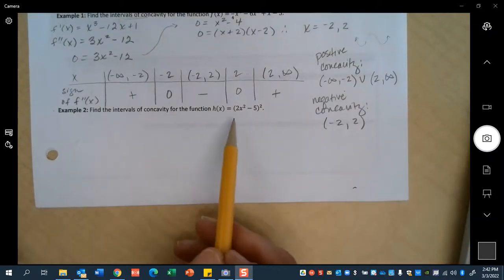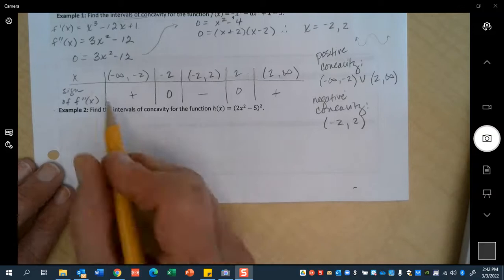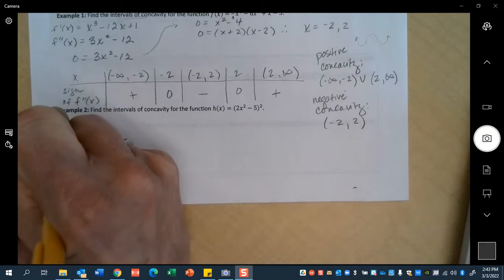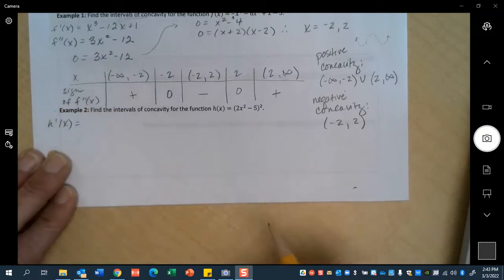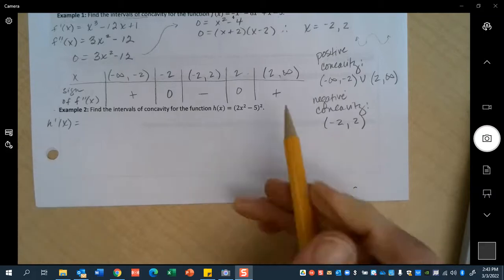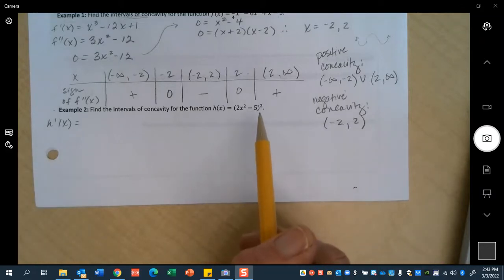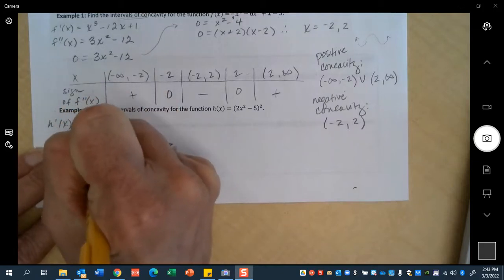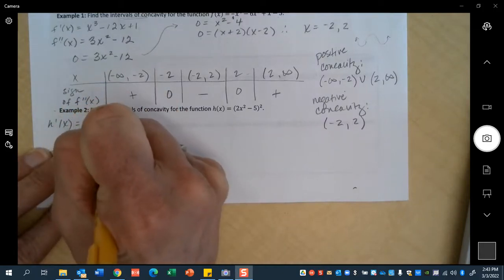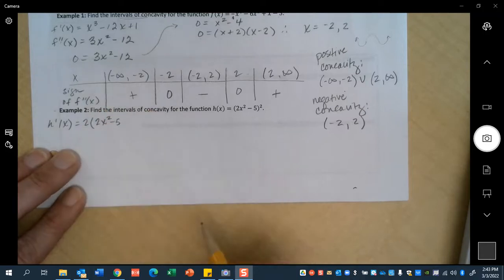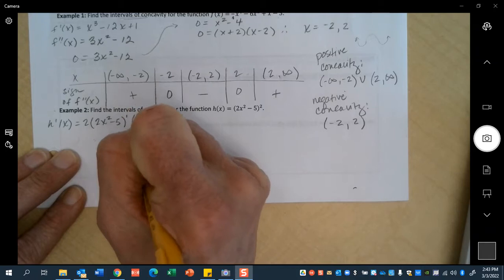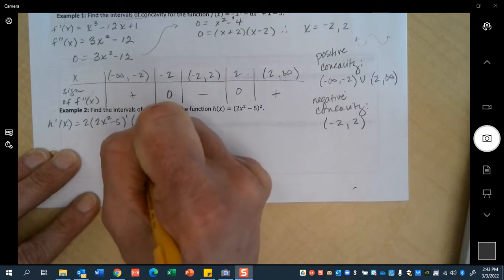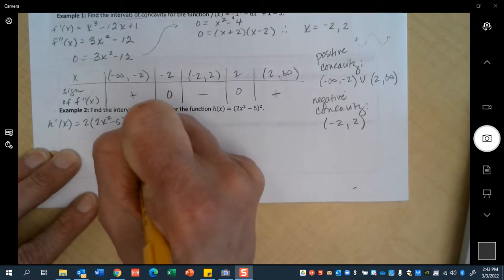Find the intervals of concavity for the function. So when you go to take your derivative, f prime of x is equal to, now you can do this a couple of different ways. You can multiply this out, or you can do chain rule, doesn't matter. Chain rule says my exponent comes out, x squared minus 5 to the 1 less power, times the derivative of what's inside, which is going to be 4x.